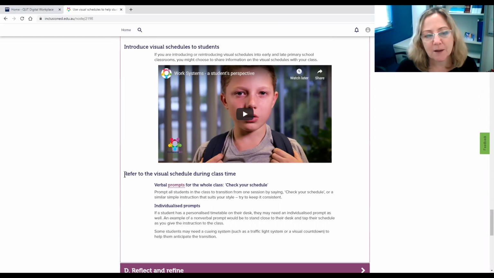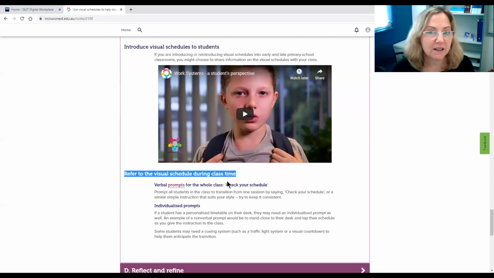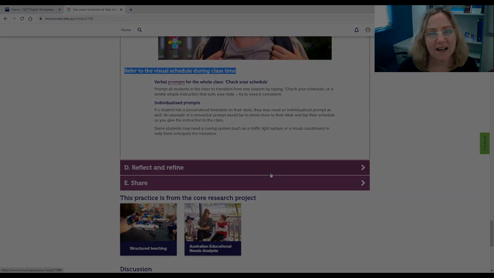And then we've got some prompts, and a reminder here about using the visual schedule during your class time, because that really is one of the key things. Reminding students to check their schedules if you're wanting it to become part of students' ability to then independently access that to transition between tasks.